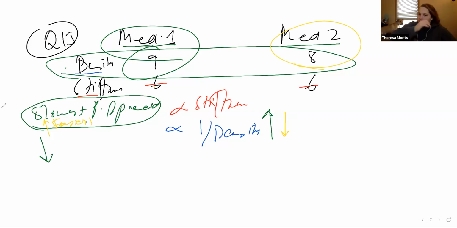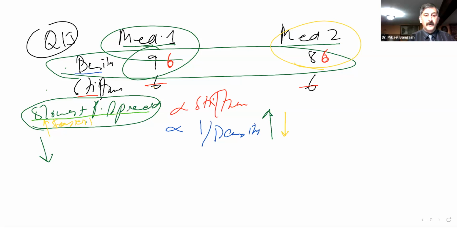Right, now let's just say that our densities had been the same. Let's say they both had a density of 6. And they still asked what is going to be the slower propagation speed. Clear?